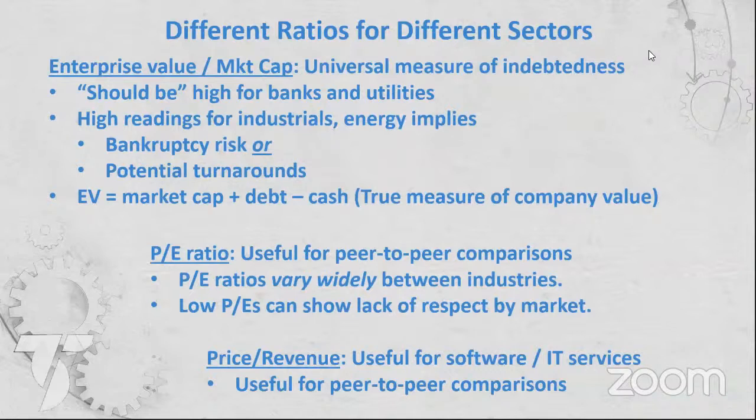You have other things like debt to equity and things like that, which I just have never found as universally applicable. The PE ratio, typical price to earnings, is useful for peer-to-peer comparisons. It can vary widely between industries, as I said. Now, the one thing to be careful of with the PE ratio is the value trap. You want to be very careful of companies that have low PE ratios because it can mean that the market does not respect them. Very often, companies with higher PE ratios are the ones that the market really views as being quality companies. So you've got to be careful of things that look cheap.